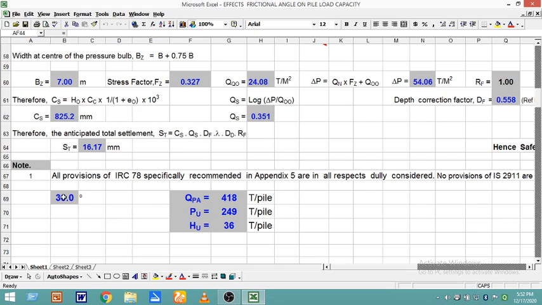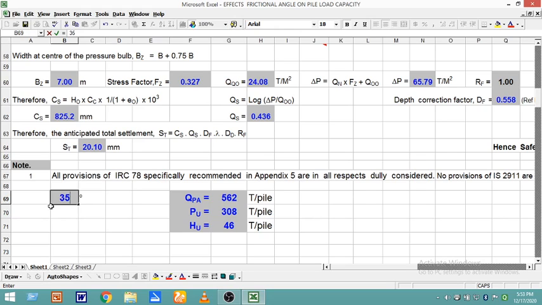Now, all other basic input data remain unchanged, and only I am changing the phi value by 1 degree. It is 461 compression load, and the uplift load is 267, and the horizontal load is 39. If I change it to 33 degrees, you see, there is a tremendous change: 562, 308, 46.